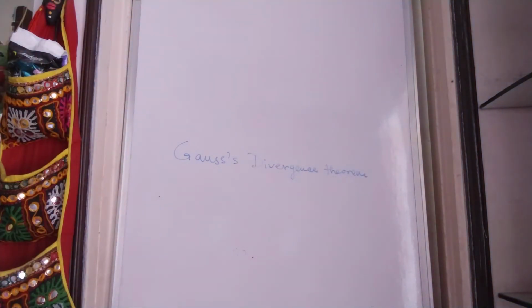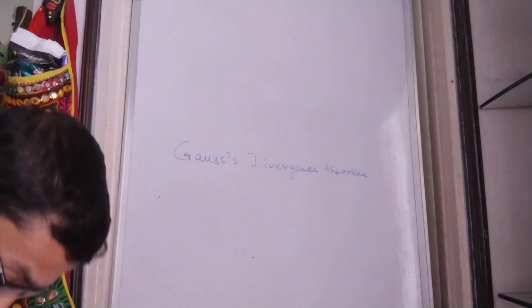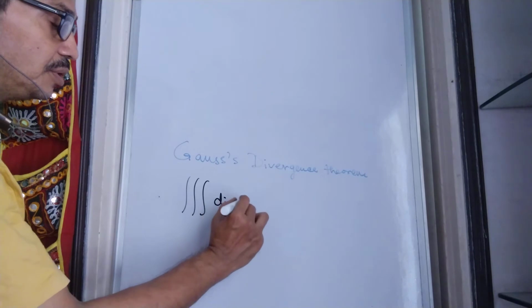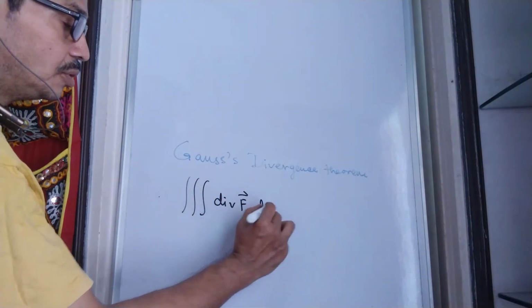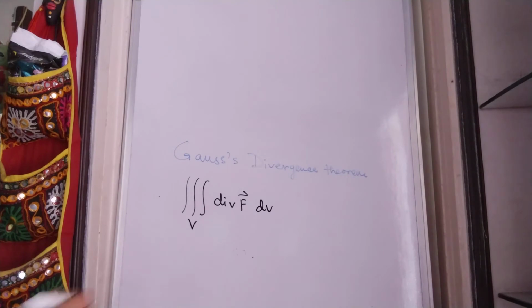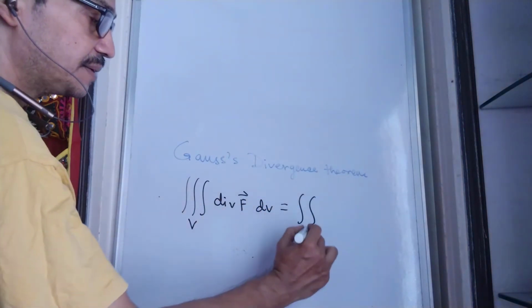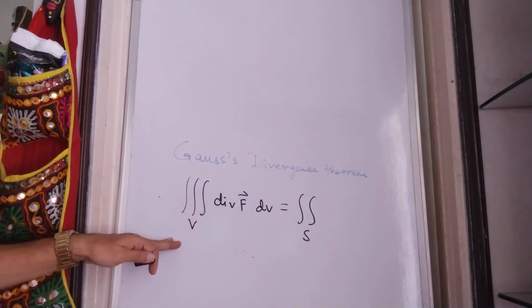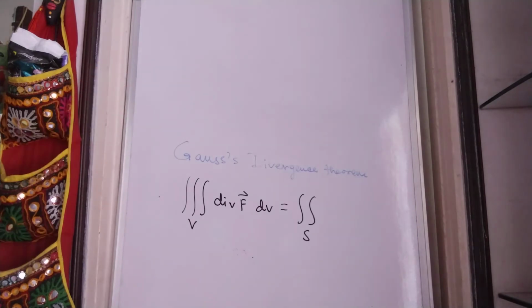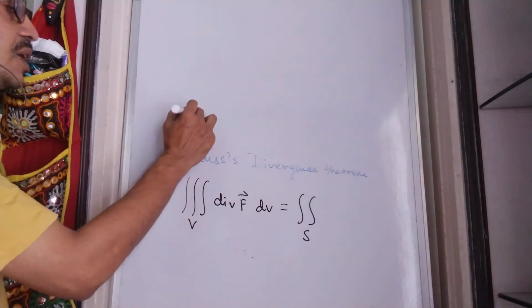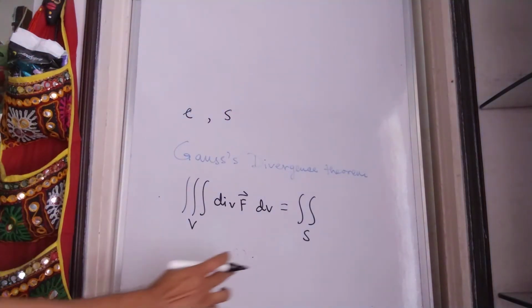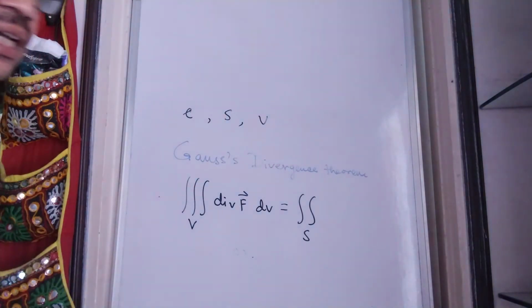This converts a triple integral or a volume integral to a surface integral. Let us write it like this. If we have a volume V which is enclosed in a surface S, this surface encloses this volume. In case of the other two theorems, Green's theorem and Stokes theorem, we have a simple closed curve C which encloses a surface S, and here we have a surface S which encloses a volume V.